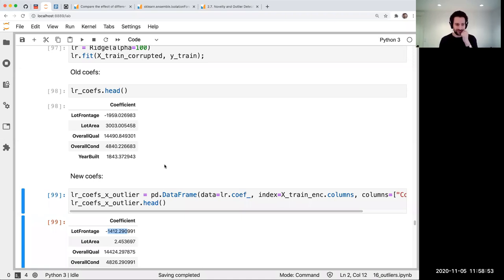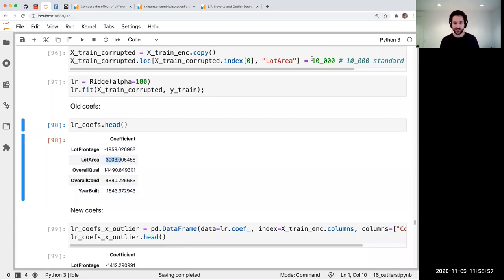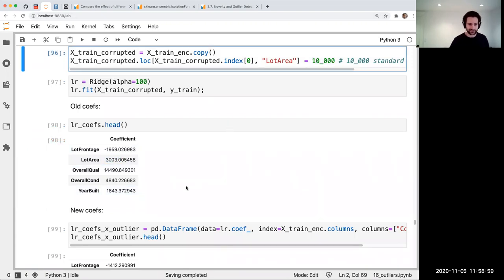If you had a reasonable sized coefficient here, like 3,000, and then you multiplied that by 10,000 standard deviations above the mean, it would get you such a big value. Your prediction would be like $1 trillion, and that would give you such a big error.